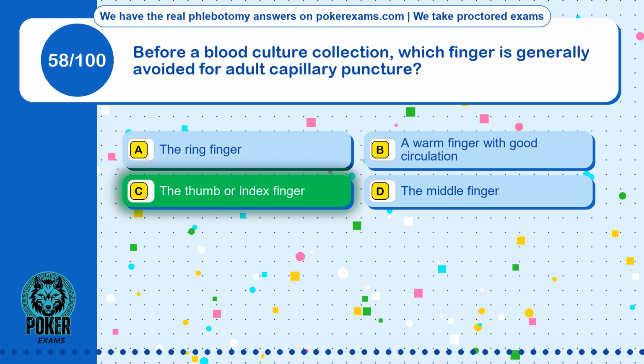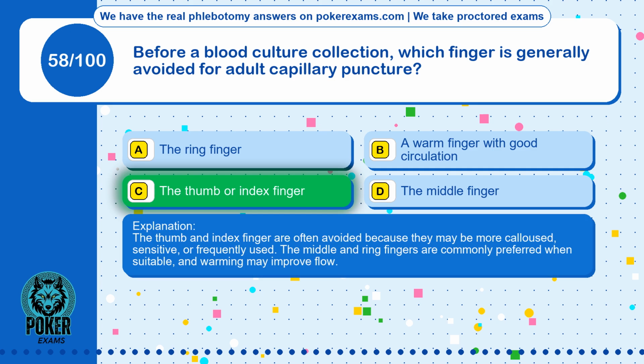The correct answer is option C. The thumb or index finger. The thumb and index finger are often avoided because they may be more calloused, sensitive, or frequently used. The middle and ring fingers are commonly preferred when suitable, and warming may improve flow.